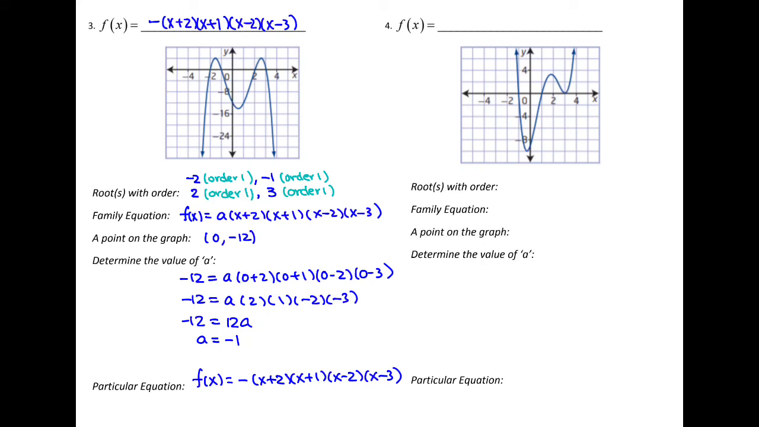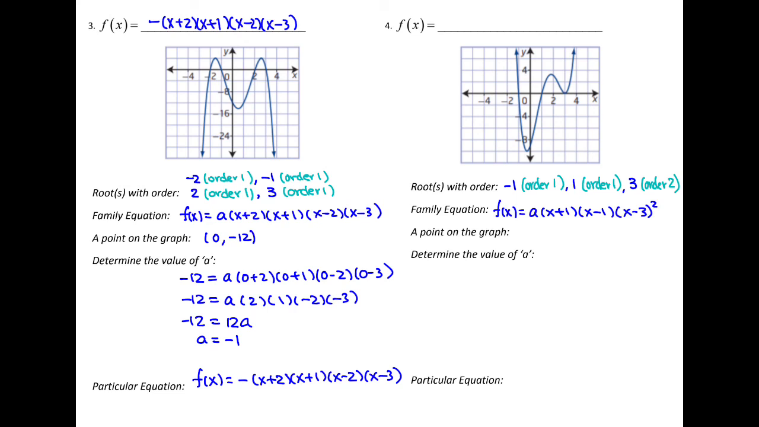Example number 4. Once again, the first thing we have to find is the roots with the order. So let's look at the roots. The first one's at -1, order is 1. Next one, the root is at 1, and order is also 1. The last one, the root is at 3, and this time it looks like a parabola, so we say the order is 2. Then we can find the family equation in factor form. f(x) equals a times (x plus 1) to the exponent 1 times (x minus 1) to the exponent 1 times (x minus 3) to the exponent 2.